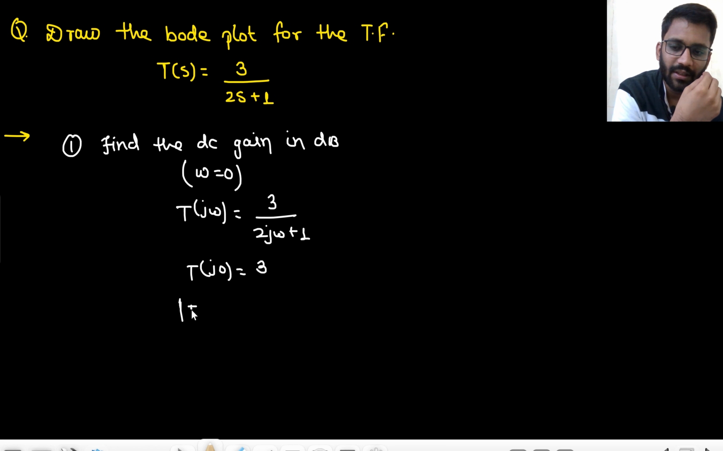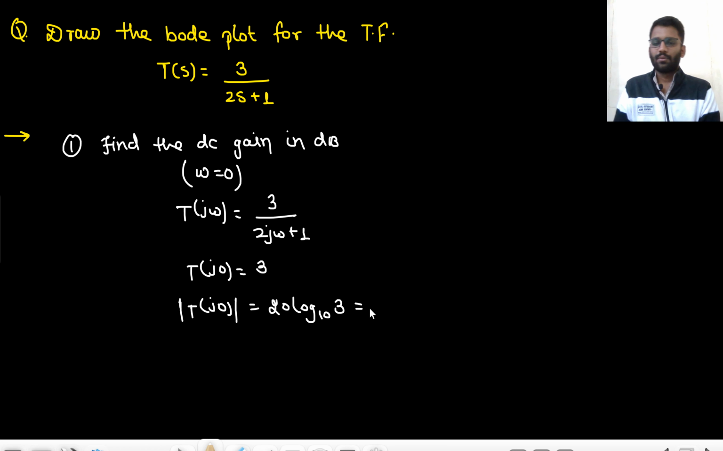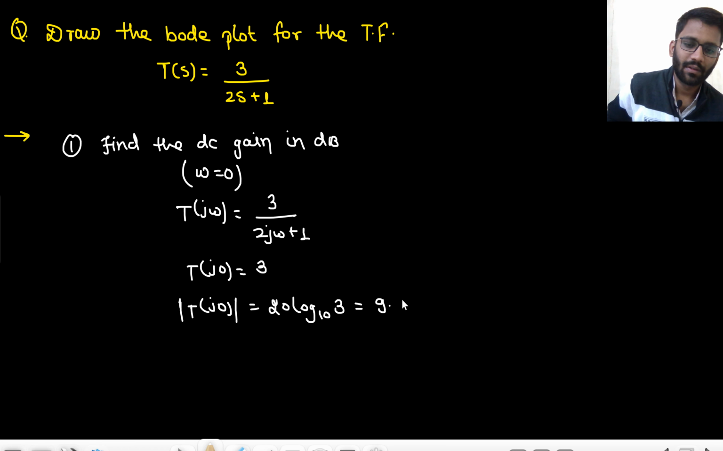And what is the gain in dB then? That will be 20 log 10 of 3. So 3 log 10 into 20, that is 9.54 dB. This is my DC gain.